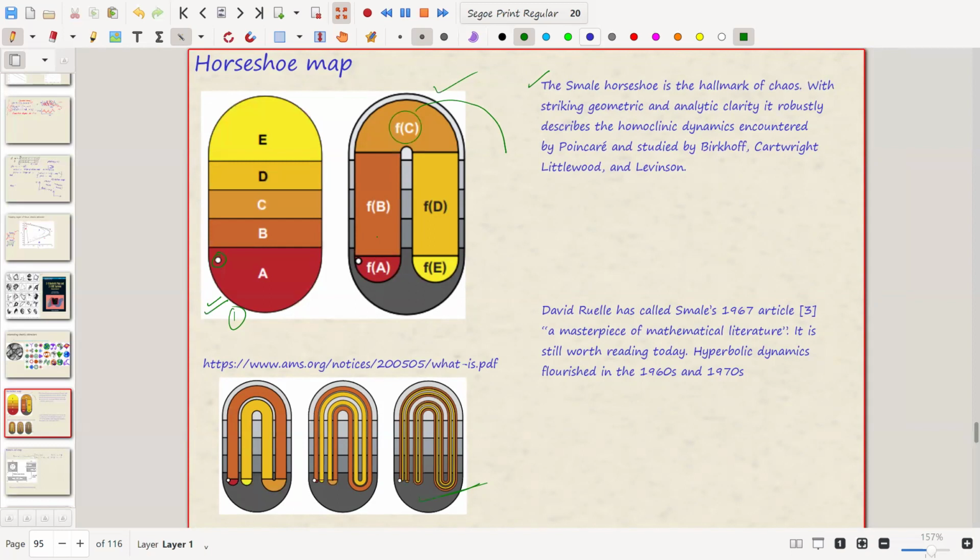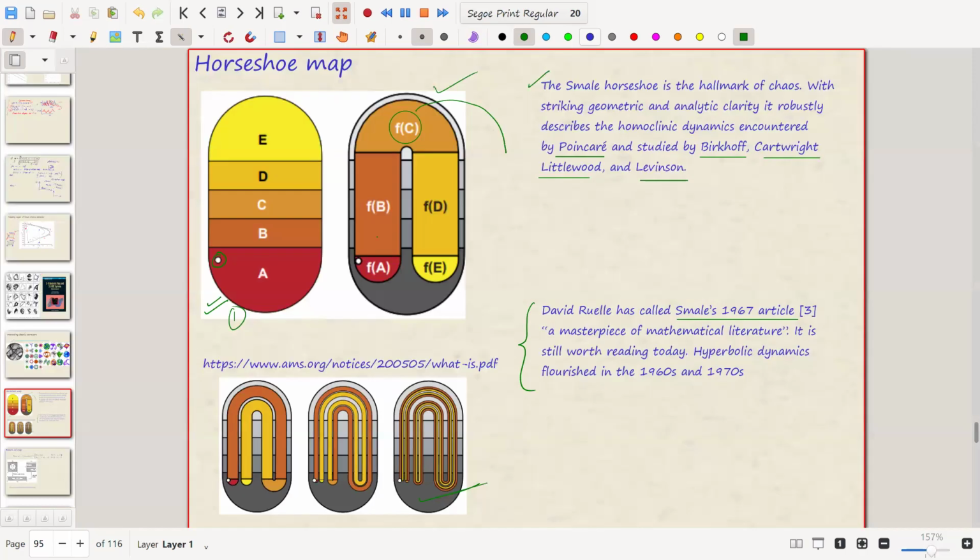Okay, homoclinic dynamics you don't need to know more now. We can learn it at a later stage. It's more intricate, which was encountered by Poincaré and studied by Birkhoff, Cartwright, Littlewood, and Levinson. David Ruelle has called Smale's 1967 article, on hyperbolic dynamics, a masterpiece of mathematical literature. It is still worth reading today.